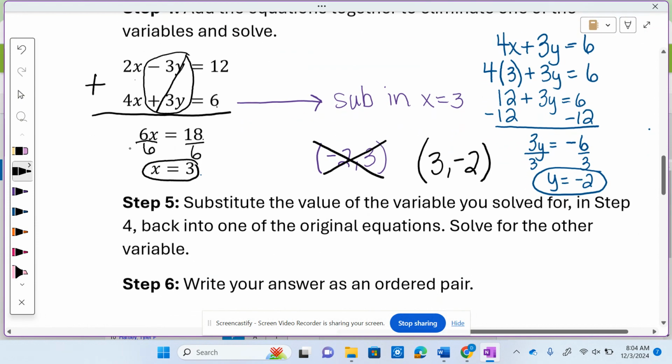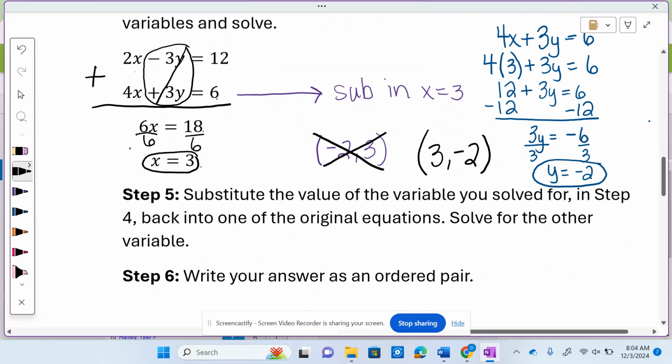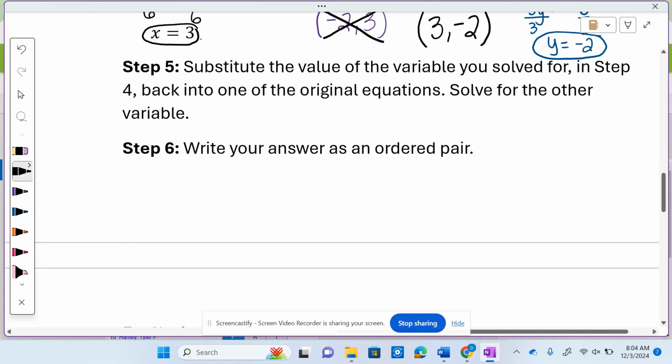Step 6 says write your answer as an ordered pair. We did. 3, -2. How do we feel about that? Good. Does anyone need more time with that? Lysandra, are you good? Okay. Next page.